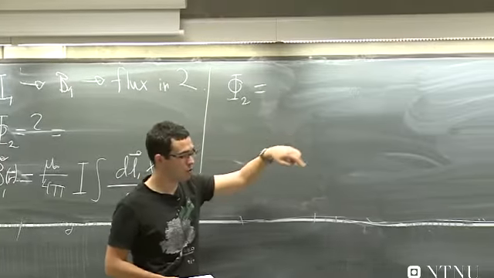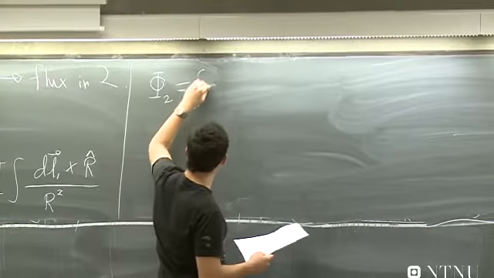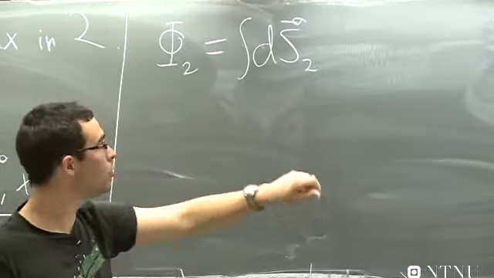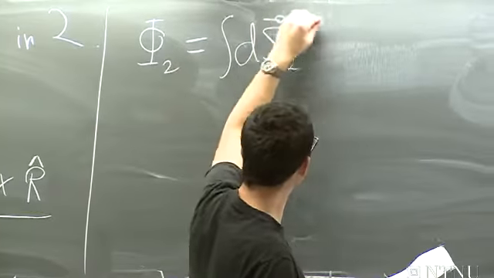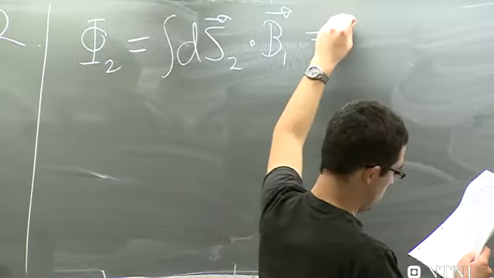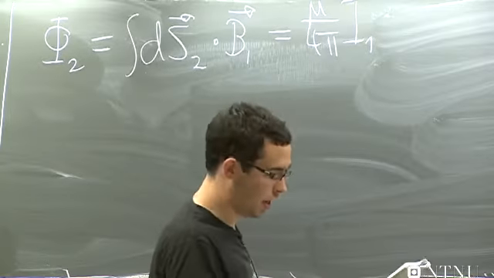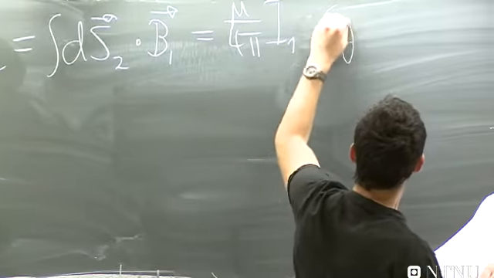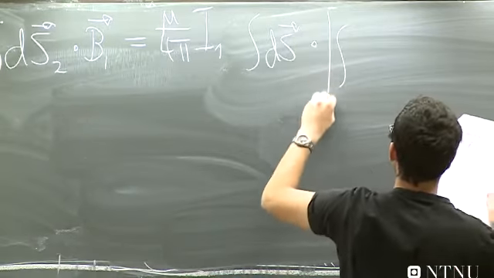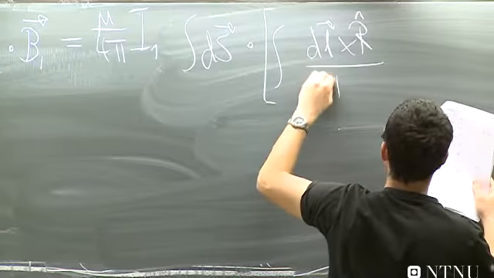Now the flux in loop 2 from the current running through loop 1 is equal to the integral of ds2, a small surface element in the surface enclosed by loop 2, times B1. Okay? And that's mu naught over 4 pi I1, basically the proportionality constant. And now the geometrical factor, ds dot B1, and I insert the integral: dl cross r hat over r squared.